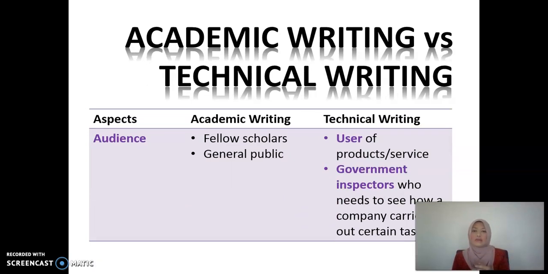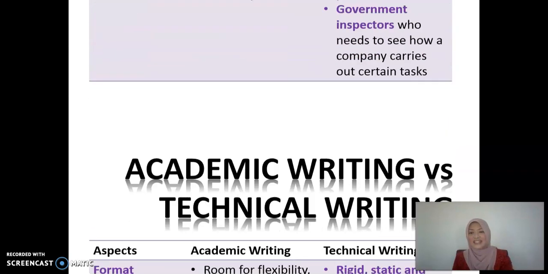Academic writing also differs in terms of its audience, because the audience can be the general public or fellow scholars. But for technical writing, the audience is specific: users of a certain product or service, or it can be government inspectors who need to see how a company carries out certain tasks.